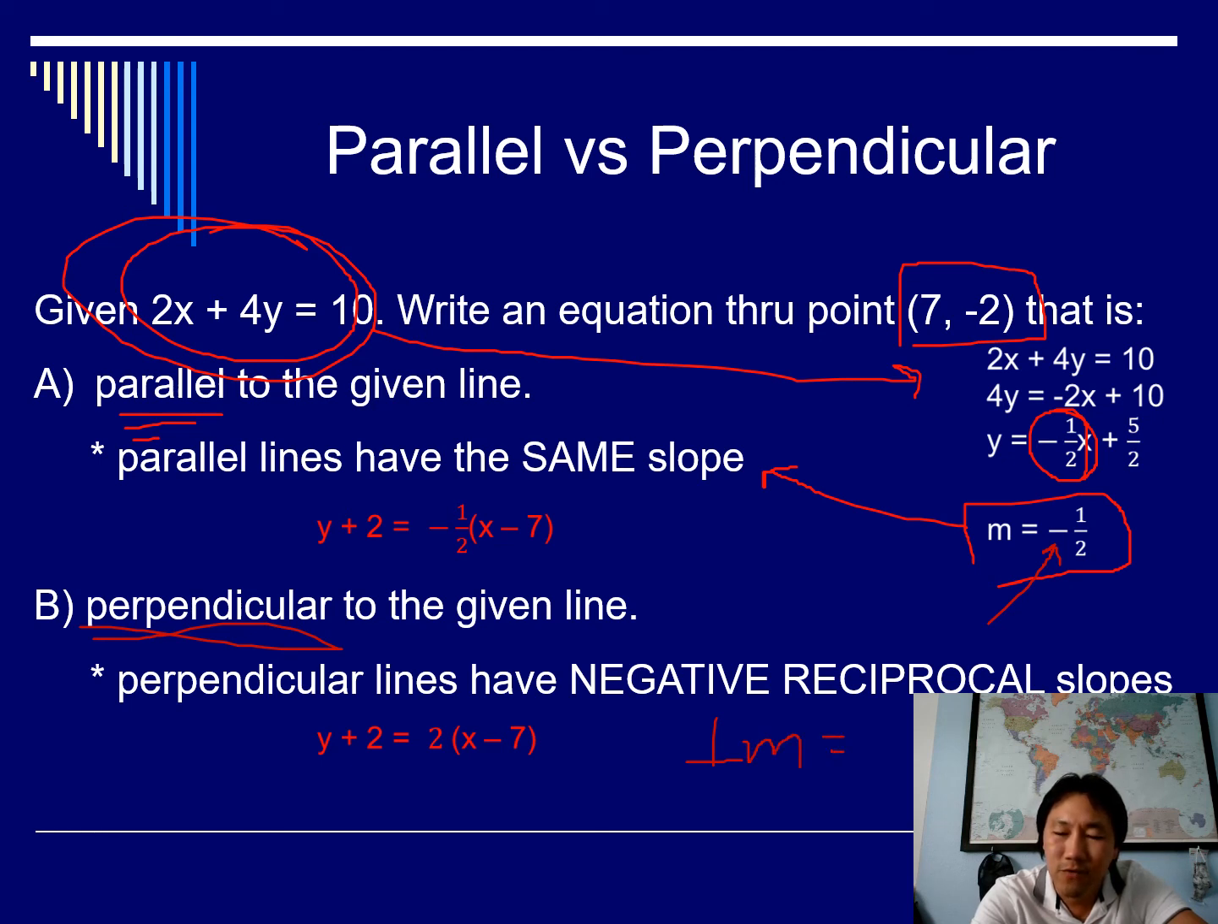is if you flip the 1/2, it becomes 2. And if you change the negative to positive, it's just +2. So you're going to use that in the slope, and then still the point that they give you, +7, -2.